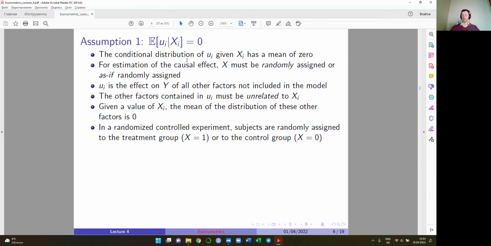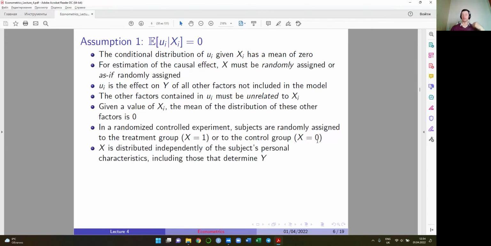In the randomized control experiment, as I said, subjects are randomly assigned to the treatment group when X equals 0 or the control group when X equals 1. And what does it give us? It gives us that X is distributed independently of the subject's personal characteristics, including those that determine Y.